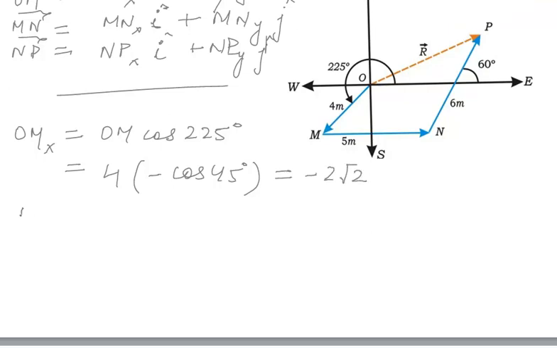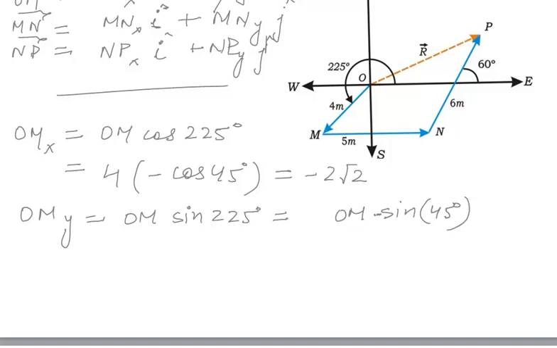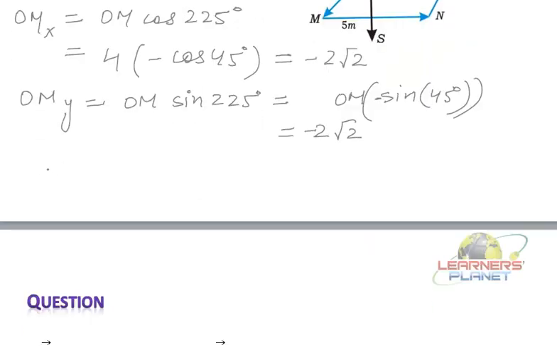Similarly OMY will be given by OM sin 225 degrees, which is again OM sin 45 degrees but with a minus sign. So you will get minus 2 root 2. So OM vector can be written as minus 2 root 2 i cap plus minus 2 root 2 j cap.